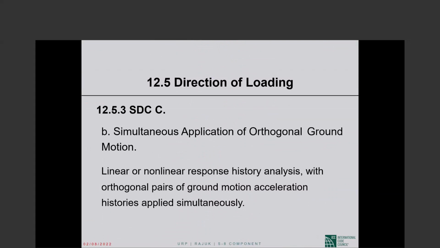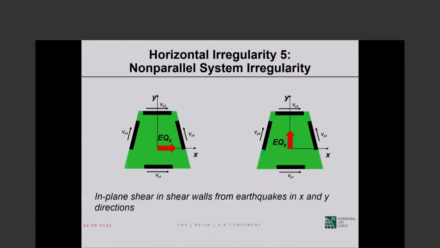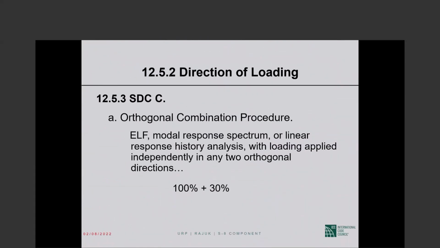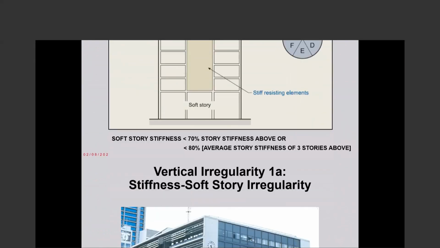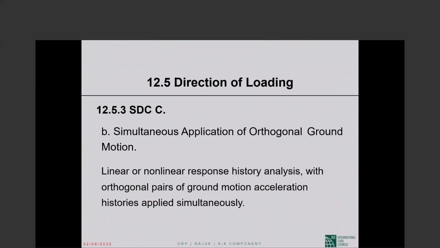So the orthogonal combination procedure, or whatever it was called, that is one way to go. Or the other thing you can do is simultaneous application of orthogonal ground motion. So linear or nonlinear response history analysis, time history analysis with orthogonal pairs of ground motion acceleration histories applied simultaneously.